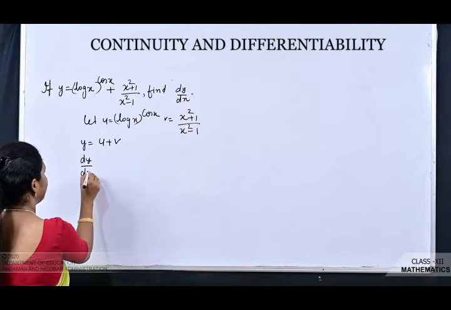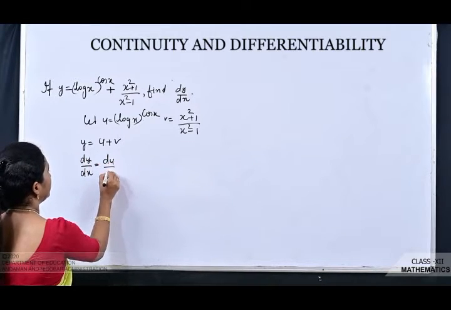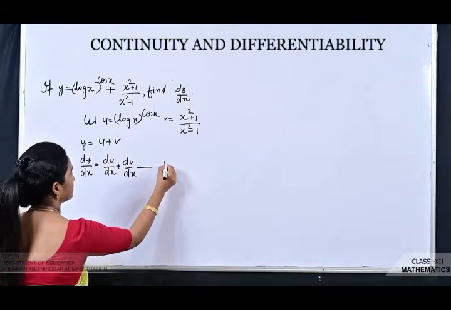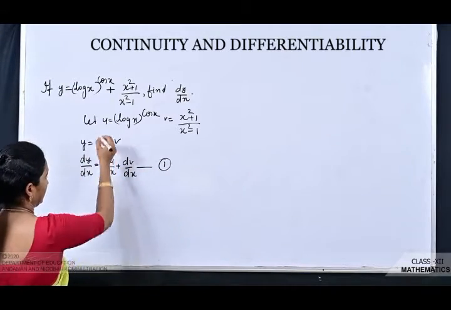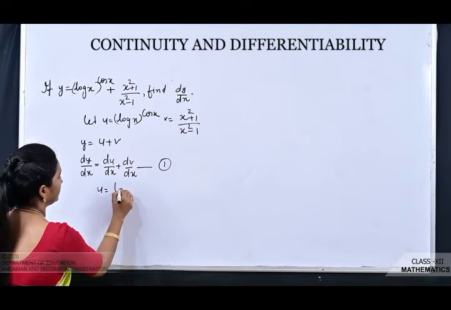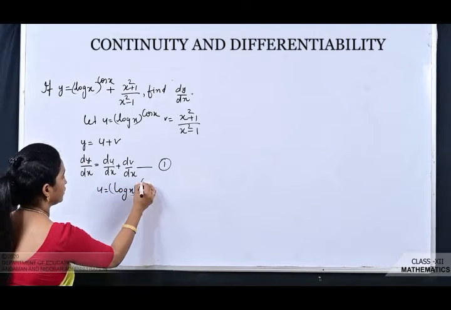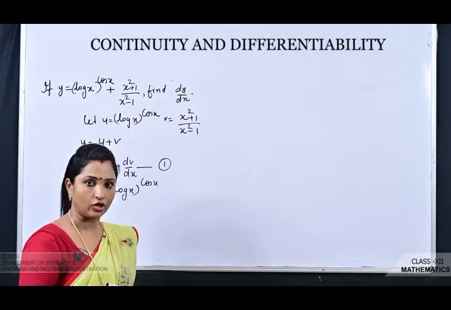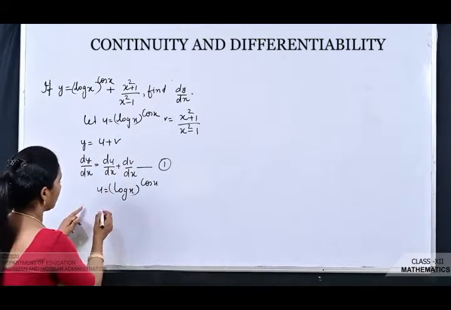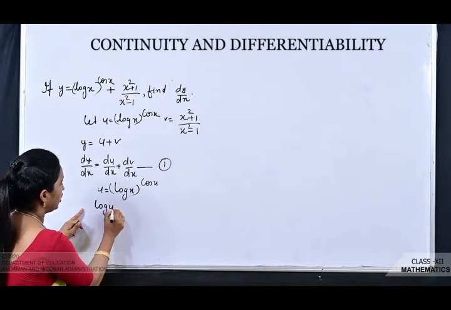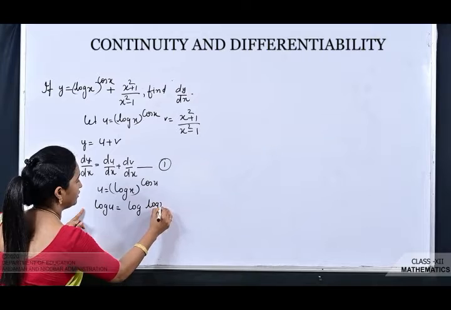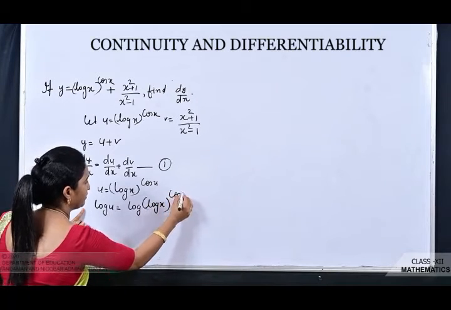Differentiating, dy by dx is equal to du by dx plus dv by dx. This is your equation number 1. Now start with u is equal to log x to the power cos x. Function to the power function, you have to apply logarithmic differentiation, taking log on both sides. So log u is equal to log of log x to the power cos x.